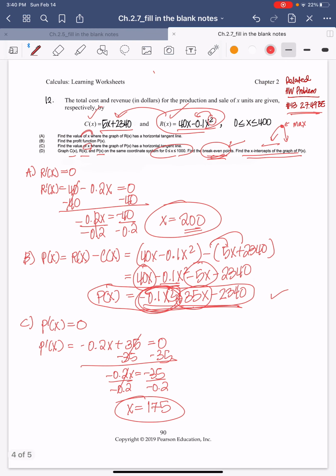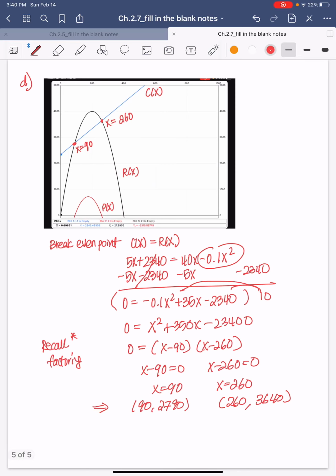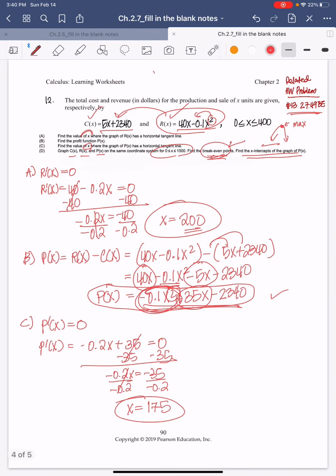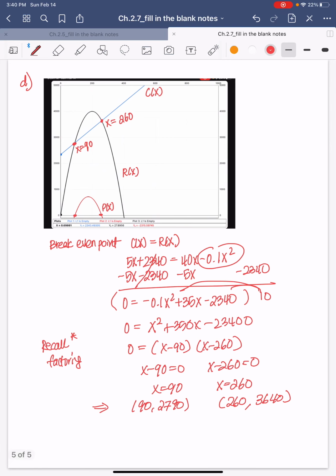Last part, ask for x-intercept. That's easy. X-intercept, you also see that on the graph. There's 2 points here, right? And we'll use a calculator to see those 2 points are correct. But using algebra, how do you find that x-intercept? Set y equals 0. P of x function. What was our P of x? Right over here. P of x, negative 0.1x squared plus 35x minus 2,340 equal to 0.